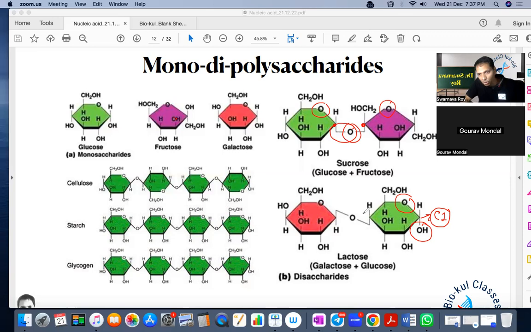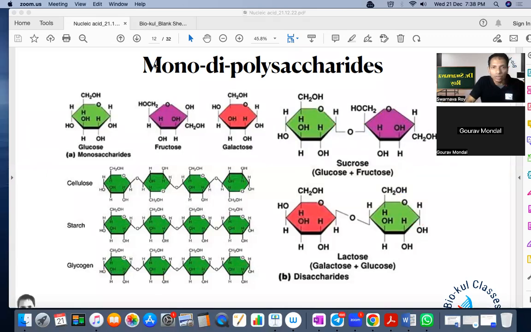And in the case of lactose, this anomeric carbon is free to react with another molecule. That's why this is a reducing sugar. Why reducing? It can reduce cupric to cuprous state. Cupric is a 2+ state of copper. Okay, all these things I've explained in my last lecture.